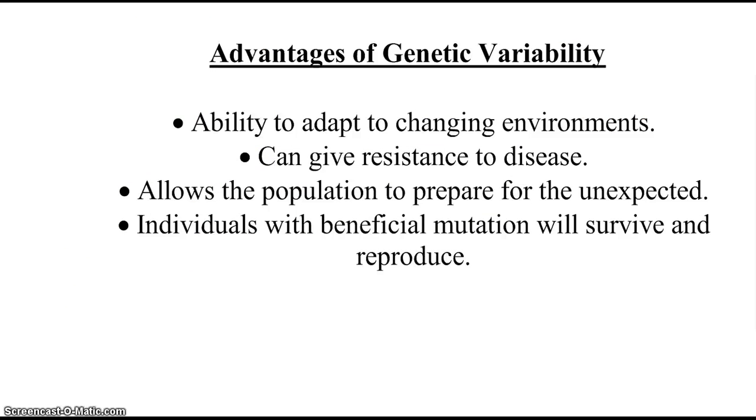So why is genetic variability so important? Well, here's the advantages. One, a population will have the ability to adapt to changing environments. Number two, they can also give resistance to diseases. So mutations may arise that will make the population less prone to certain diseases. It allows the population to prepare for the unexpected. They now have this toolbox of genes, the gene pool available to them. And individuals with the beneficial mutation will survive, they'll reproduce, and the frequency of that allele or that gene in the population will change over time. So as we'll see in the next unit, it's going to lead right on into evolution.